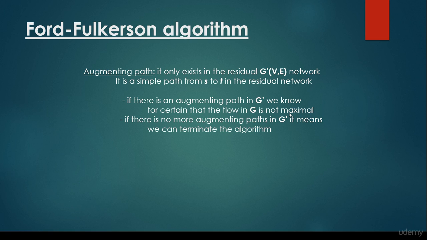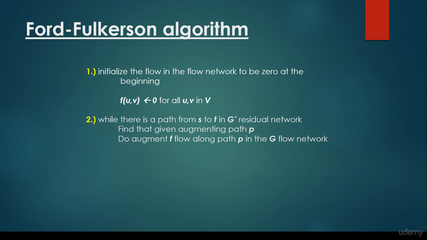But if there is no more augmenting path in G prime, it means that we can terminate the algorithm. So if we are not able to find any more path in the residual network, it means that this is the end of the algorithm. We have found the maximum flow. Okay, so what about the Ford-Fulkerson algorithm?